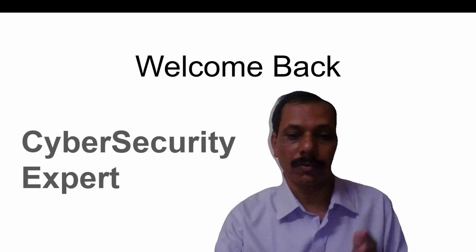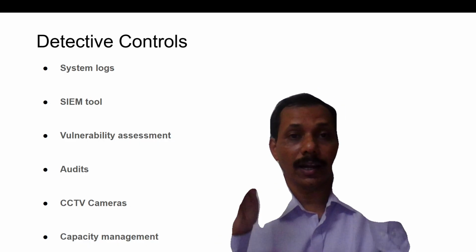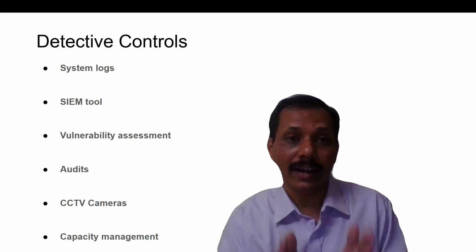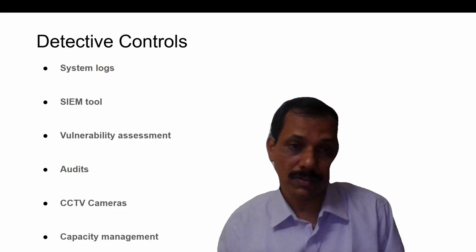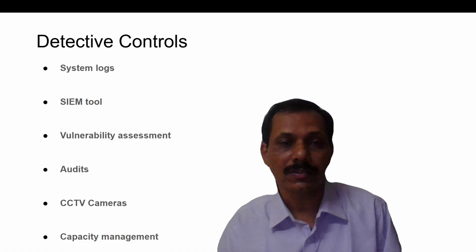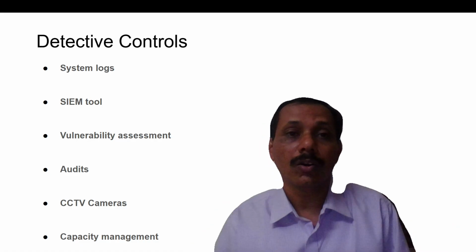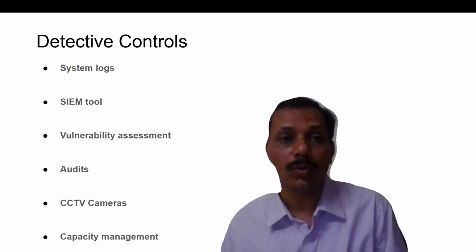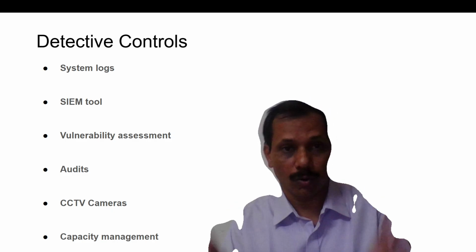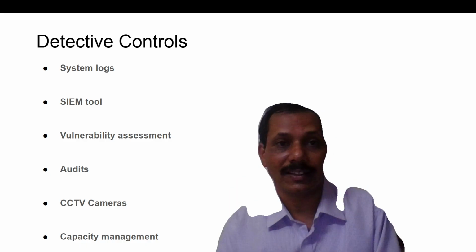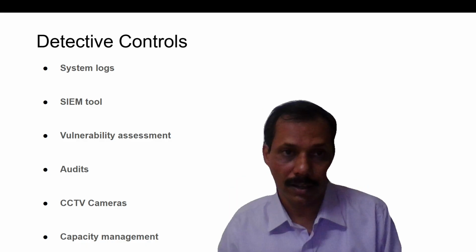My name is Pranav and today we are going to see detective controls. We have seen in my earlier videos that there are 5 types of controls: preventive controls, deterrent controls, detective controls, corrective controls and compensating controls. So today we are going to see what is detective control. Detective control, name itself indicates that it detects something.